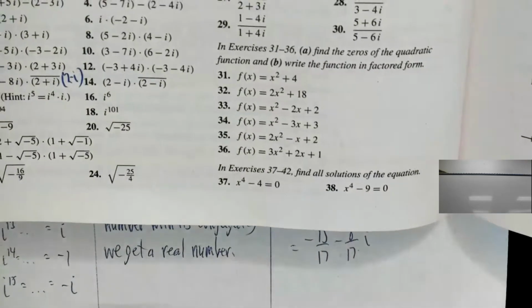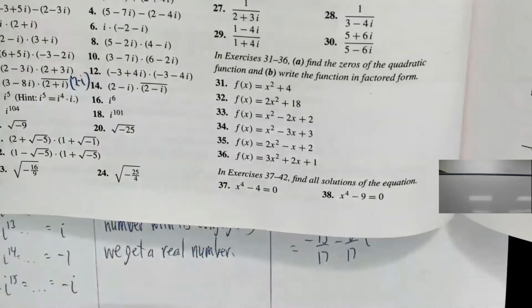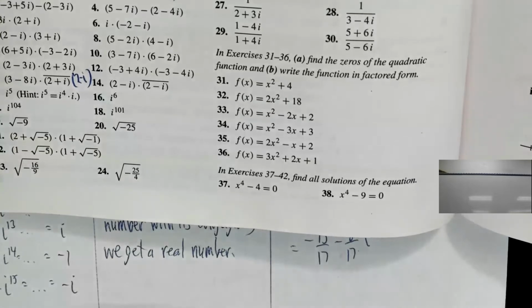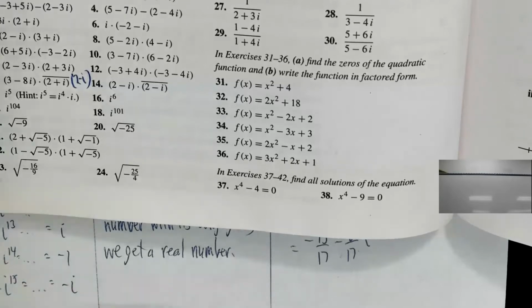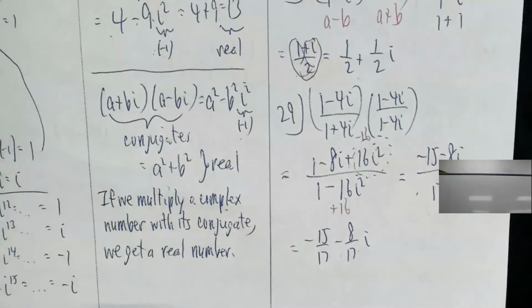All right, so starting with 31, find the zeros of the quadratic function, and then write the function in factored form. Okay, no doubt these problems are going to involve i in the solution. Okay, so let's see what's going to happen here.